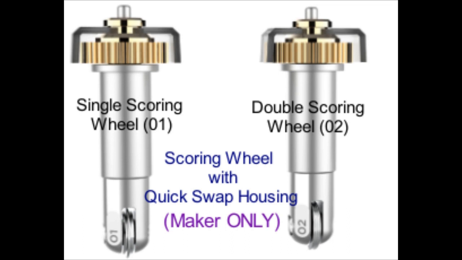We have two different options. First, the scoring wheel single or double. Single has 01 as a number on the wheel, and the double has 02. The double makes two parallel lines.